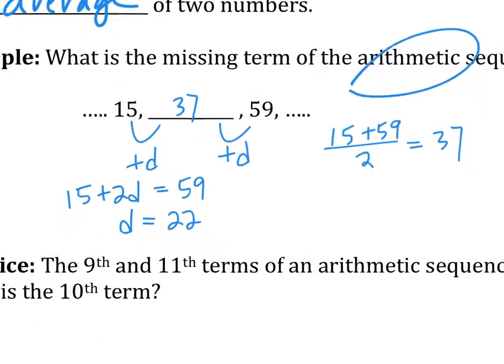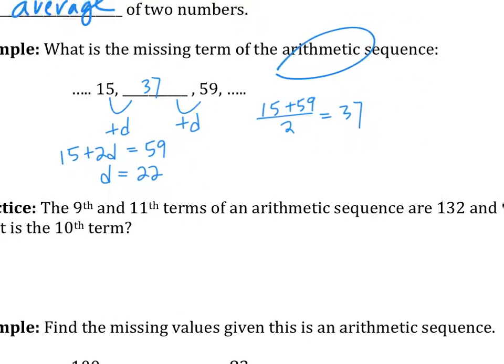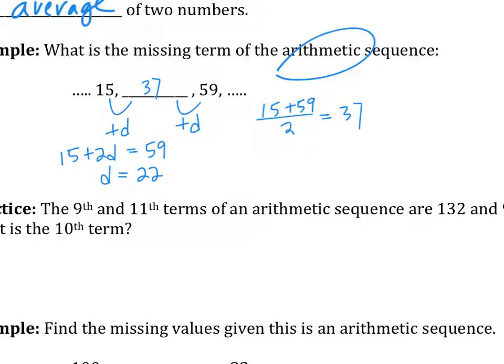Okay, so for example, this next one. The 9th and 11th term of an arithmetic sequence are 132 and 98. What is the 10th term? Okay, A9, A11 is 132 and 98. What is the 10th number? Go ahead and figure that out. Okay, Brady, do you have the answer? Yes, 115. Okay, let's try another one.